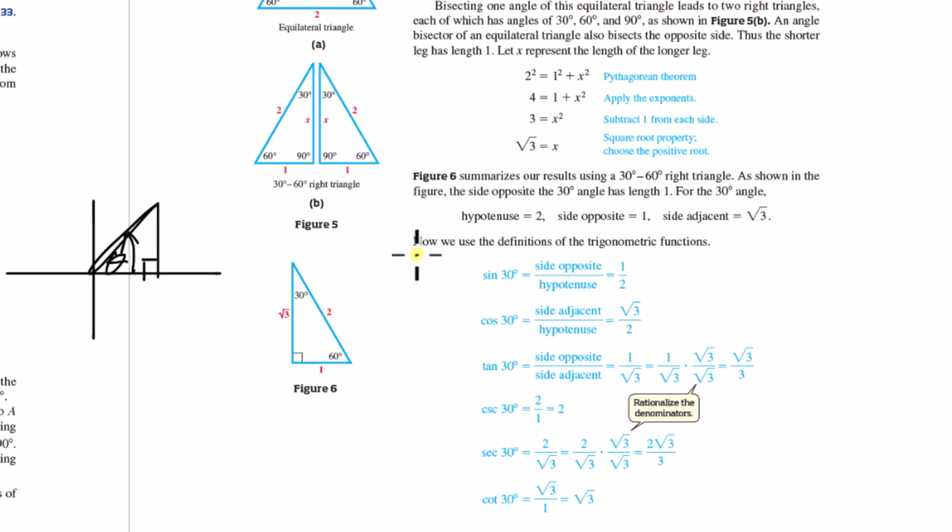Where they're saying these are special. We come across the 30 degree angle and the 60 degree angle often with right triangles.